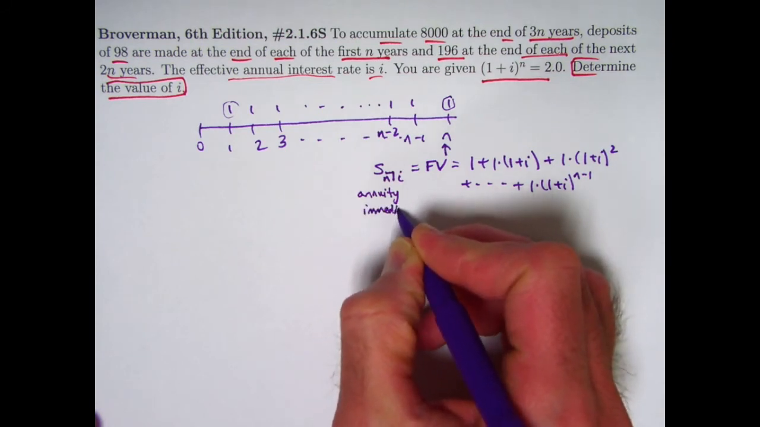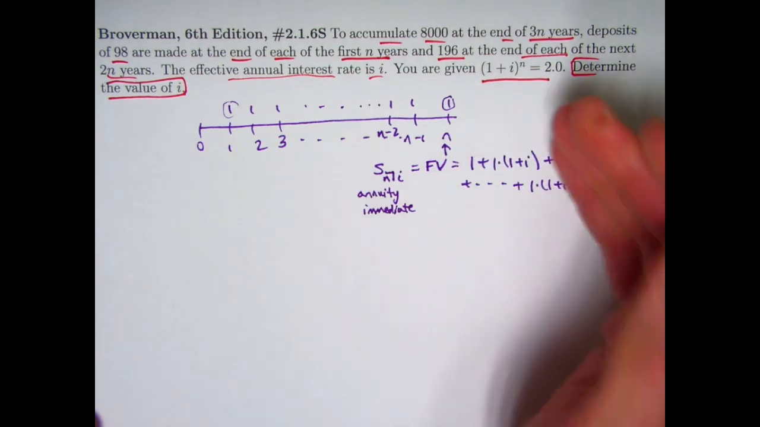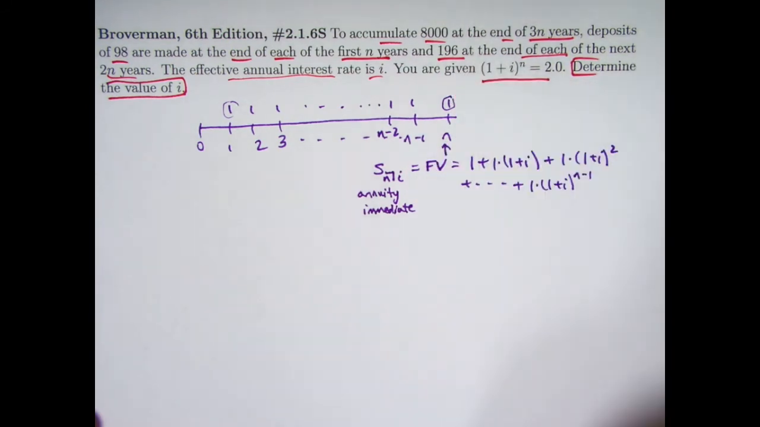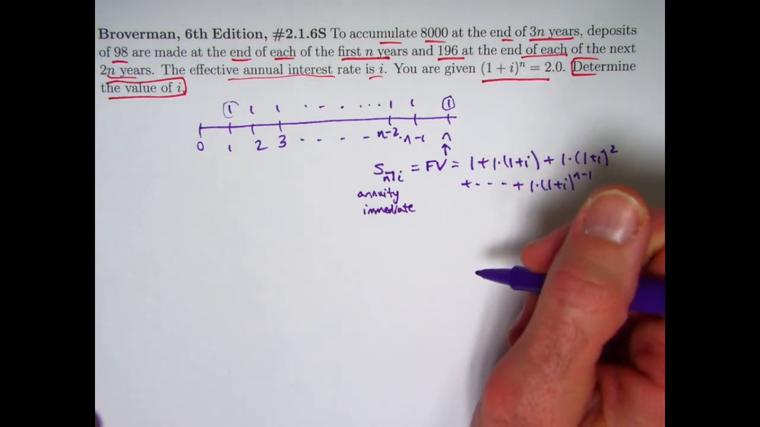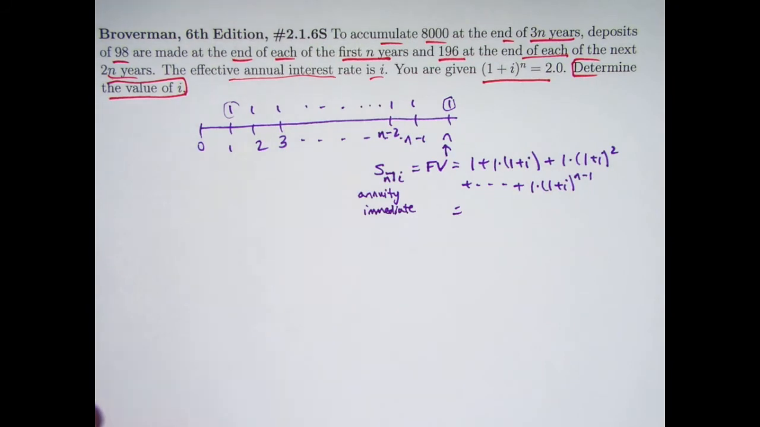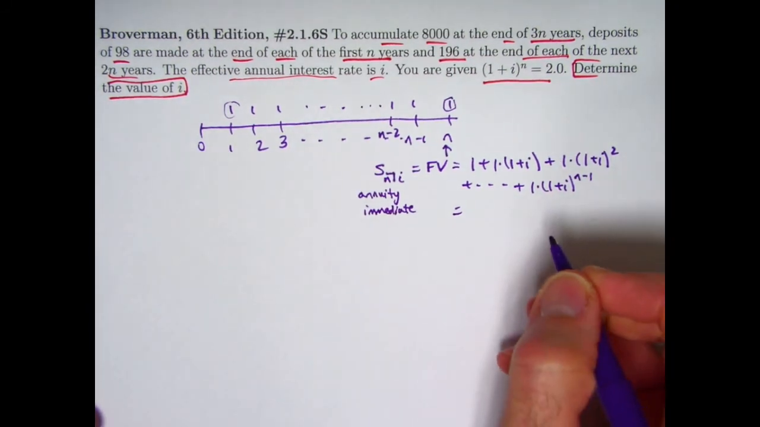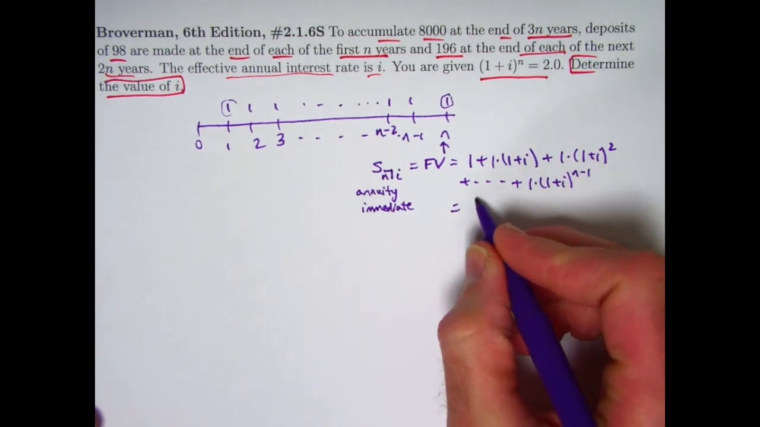And I think the word immediate, according to what I read, stands for the fact that you are evaluating its value immediately after that last payment. Okay? So that's why it's called an annuity immediate. All right, now this is really a finite geometric series. And I don't want to rederive the formula for the sum. Let me just tell you what it equals.